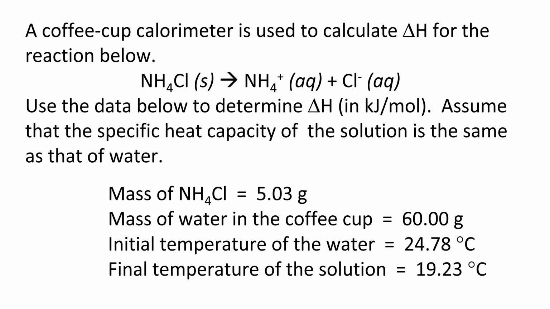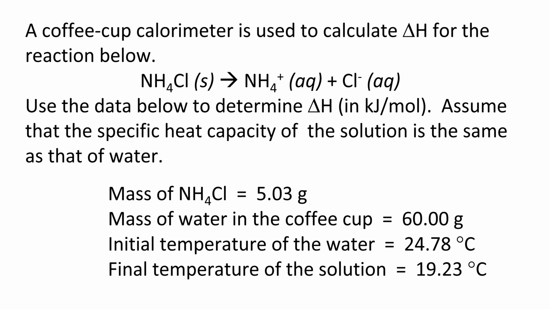So here's some data that's, again, very similar to what you will find when you do your lab in a couple weeks. We'll have the mass of NH4Cl. You'll be weighing out your particular thing that you start with in your lab, 5.03 grams. We'll know the mass of the water that's in our little coffee cup calorimeter. We'll have either weighed it out, or maybe we've measured the volume and then used the density to find the mass. So here in this case we have 60.00 grams.